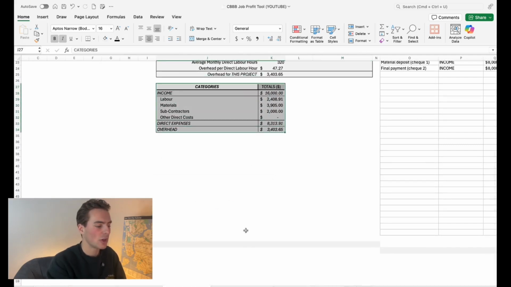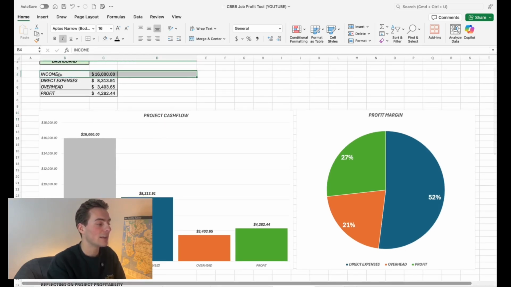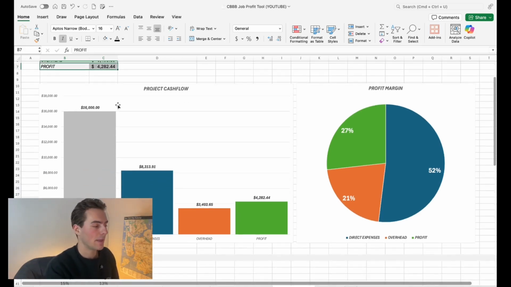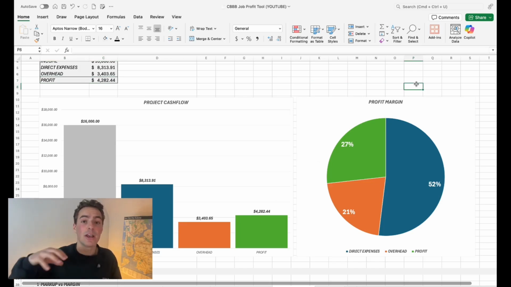I'm going to jump to the results here because the same thing is shown over there. You can see that your income is 16 grand, direct expenses 8.3 grand, overhead 3.4, and profit is the difference between all those, 4.2 grand. That's shown in the bar graphs here. You have profit of 4.2 grand, and the profit margin, the proportion of the profit relative to the total income generated from the job, is 27%.